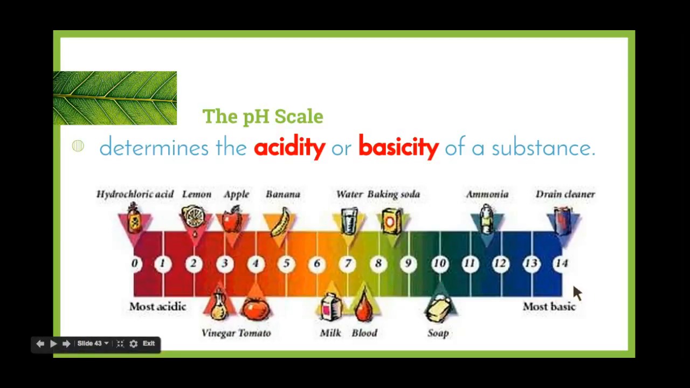From 7 to 14 are our bases. Just above 7 is slightly basic, through to 14 is the most basic. Something like hydrochloric acid is extremely acidic, whereas drain cleaners are very basic. Our blood, as we've already looked at, has a pH of about 7.4, so it falls within this neutral zone here. Our water, we aim to have at about 7. Water that falls from the sky, which is rain, has a slightly lower pH because chemical substances in the air dissolve in the water and cause it to be slightly acidic.